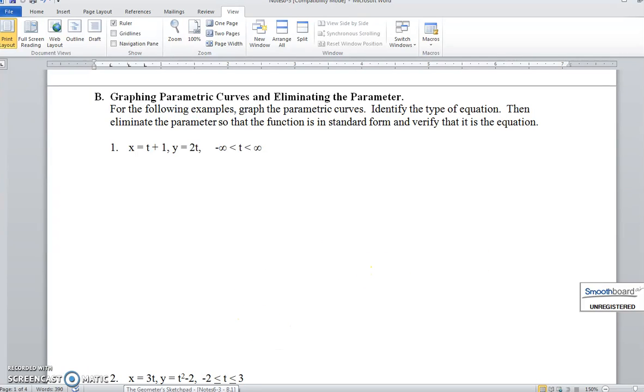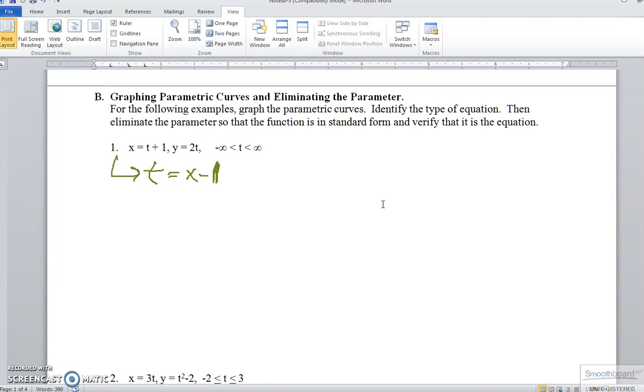So what should we try and do? The first thing I'd probably do is take this equation right here and rearrange it. I would solve for t. So basically if I brought that 1 to the other side, t would equal x minus 1. Okay, so I just took the first equation there and rearranged it.